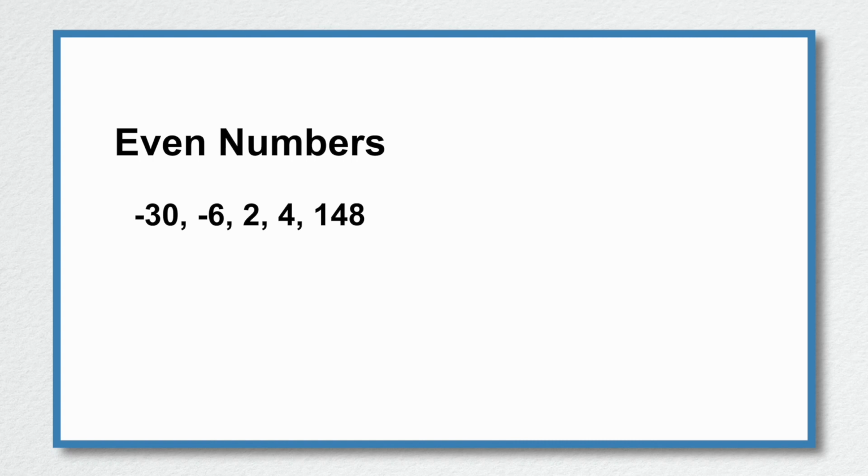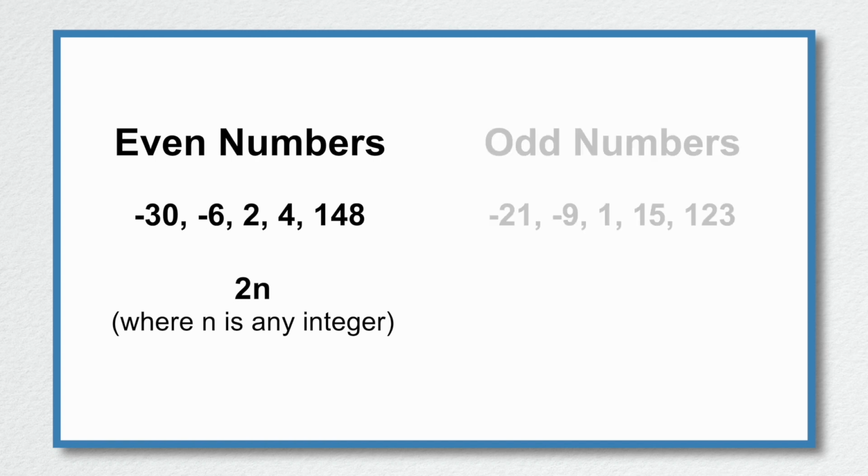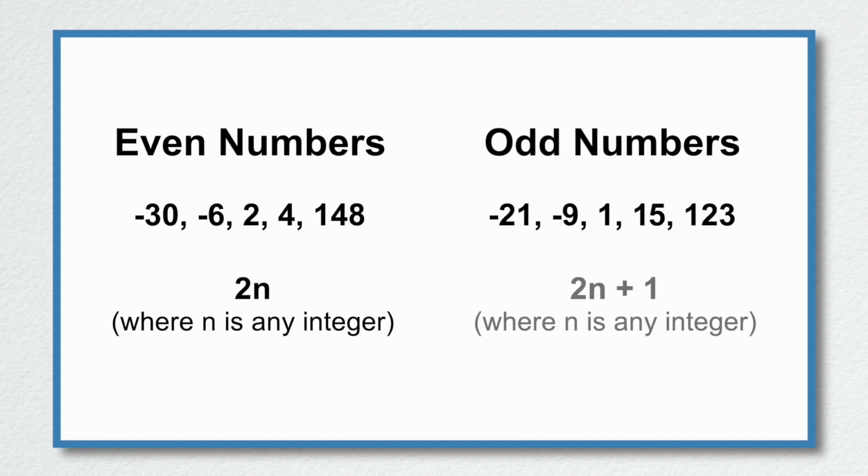I suppose we ought to mention even and odd numbers. Even numbers are integers that are exactly divisible by 2. In algebra, the nth term for an even number can be written as 2n, where n is any integer. An odd number is any integer such that when it is divided by 2, it leaves a remainder of 1. This can be expressed in algebraic form, where the nth term can be written as 2n + 1, where n is any integer.